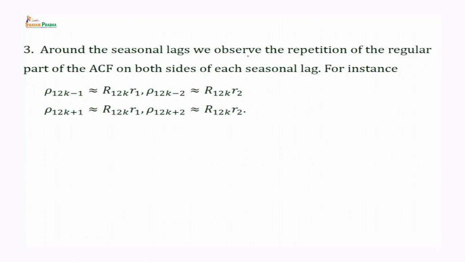Then around the seasonal lags, we observe the repetition of the regular part of ACF on both sides of each seasonal lag. For instance, rho 12k minus 1 is approximately equal to r 12k r 1 and rho 12k minus 2 is approximately equal to r 12k r 2. Rho 12k plus 1 is approximately equal to r 12k r 1 and rho 12k plus 2 is approximately equal to r 12k r 2. So, around the seasonal lags, you get some kind of symmetric behavior of ACF.